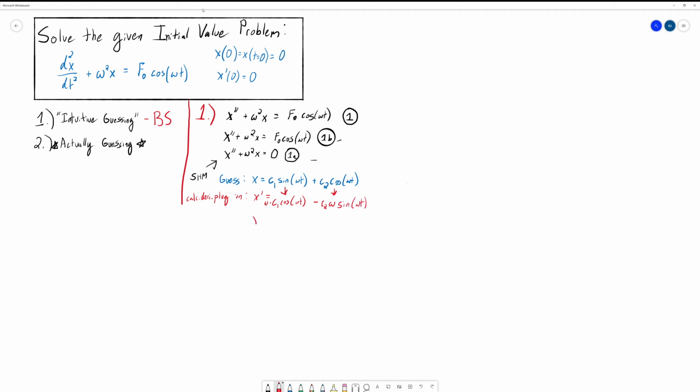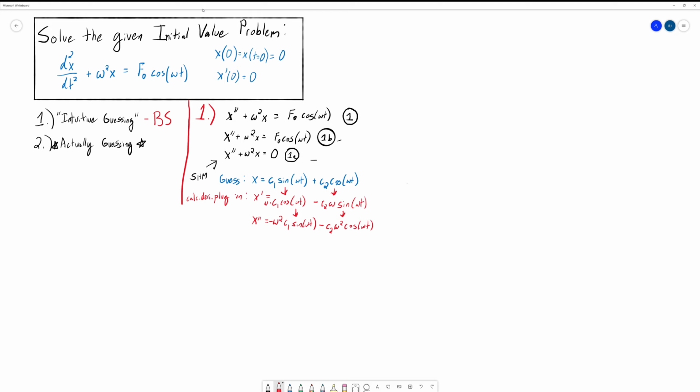Okay, and then x double prime, the second derivative, we're going to get another factor of omega, so it'll be omega squared c1. Derivative of cosine is going to be minus sine omega t, and derivative of sine is just going to be cosine, and we get another omega out front. So we get omega squared, and this is going to be cosine of omega t.